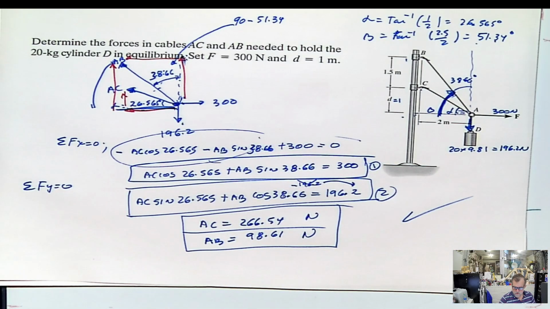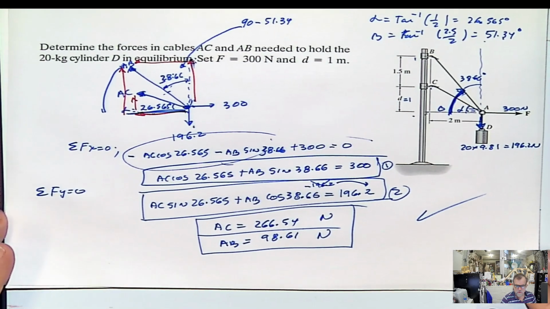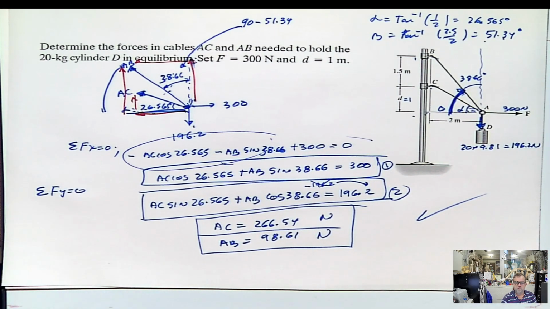Once again, guys, I always do a small summary at the end of the problem. Every single problem for this chapter is solved in the same way. Establish systems of equations by doing summation of forces in X and Y and solve the system of equations. It's that easy.